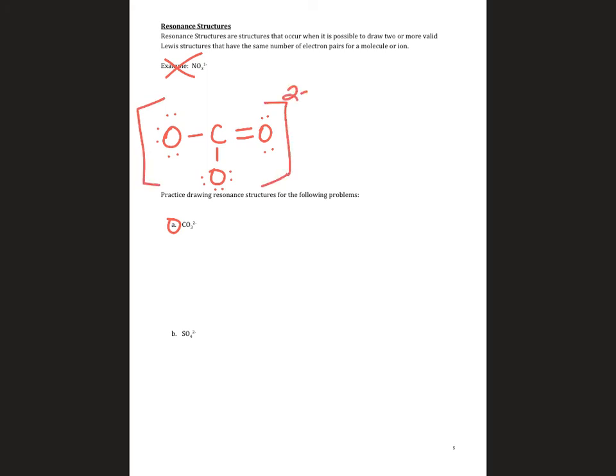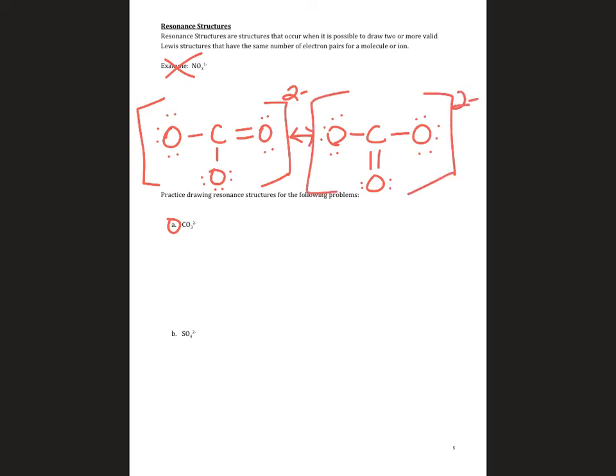So that's one way that I could draw it, but another valid way to draw this would be, I could have put that double bond at the bottom. I could make it here. And then this one would look like this. And then this one would look like that. So that's a resonance structure for carbonate.